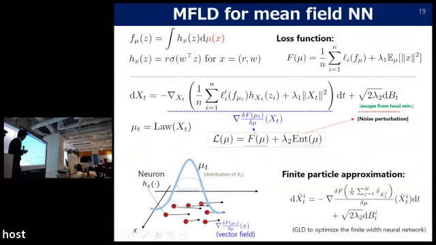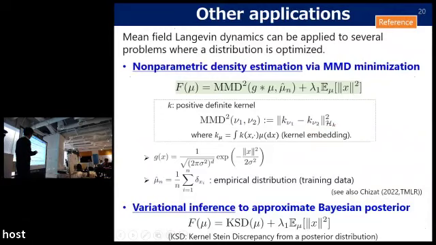There are many other applications, like non-parametric density estimation by minimizing maximum mean discrepancy, variational inference, or approximating the Bayesian posterior. But you just need to consider optimizing the mean field neural network. This is what I want to show in this part.